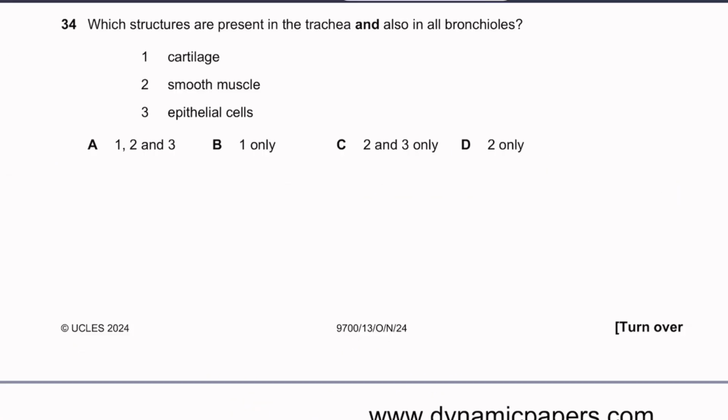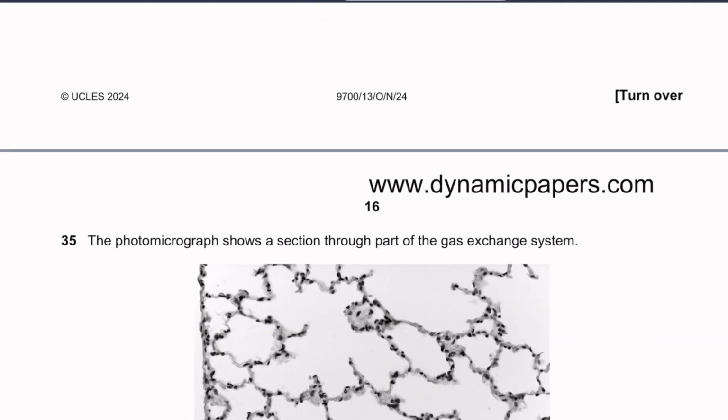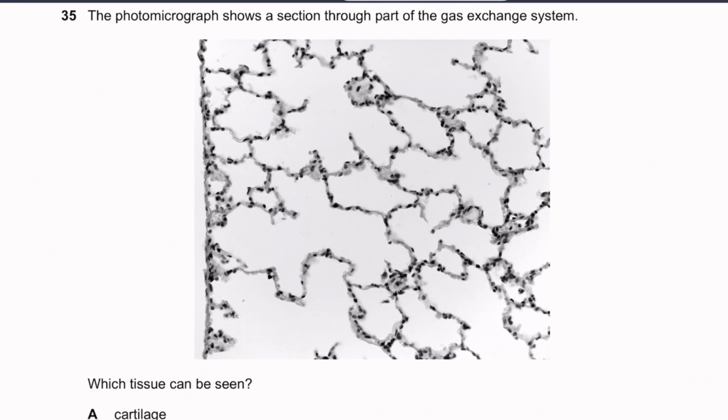Structures present in the trachea and also in all bronchioles: cartilage, smooth muscle, epithelial cells. Okay, in the trachea we do have cartilage, we have smooth muscle, and we have epithelial cells. In bronchioles we don't have cartilage, but we do have smooth muscle and epithelial cells, so it's 2 and 3 only.